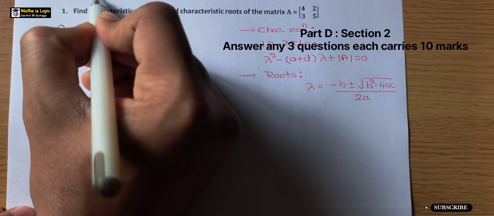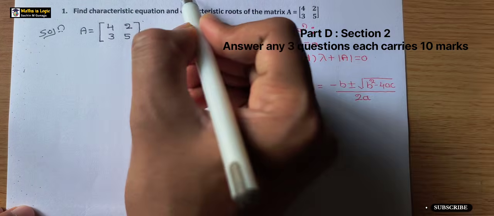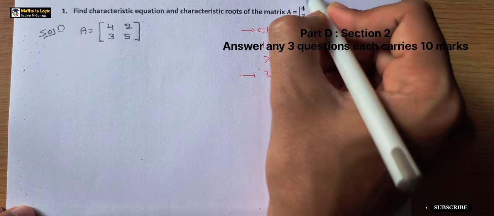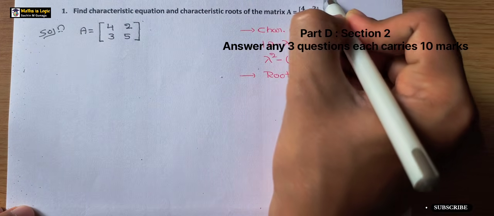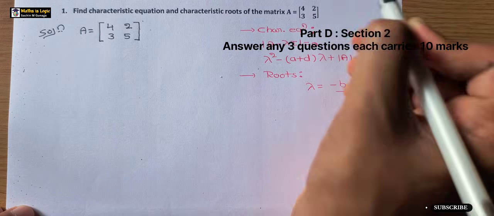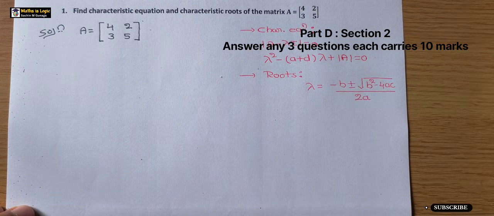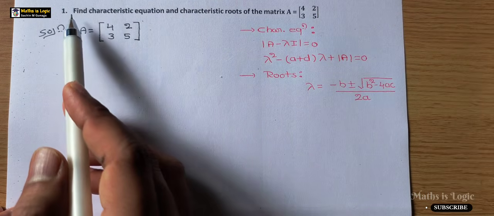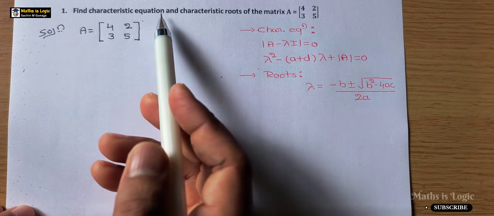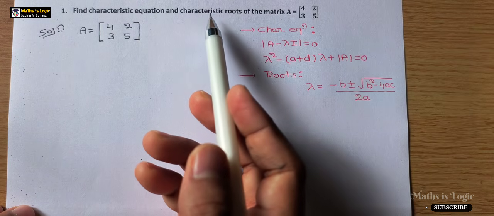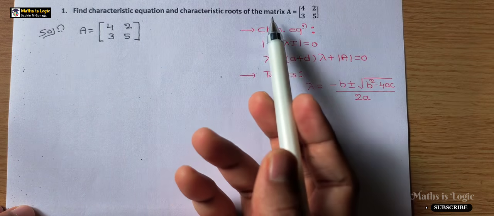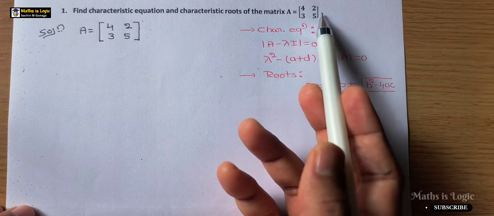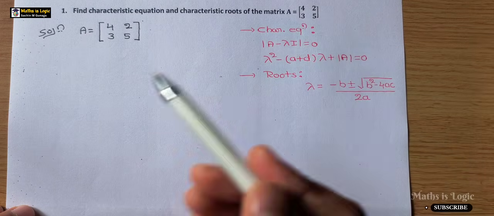Here, answer any 3 questions, each carries 10 marks. 3 into 10, so total 30 marks. So this is the last section. First question: find the characteristic equation and characteristic roots of the matrix A equals 4, 2, 3, 5.